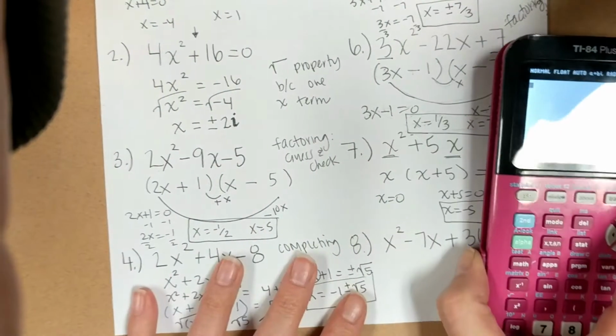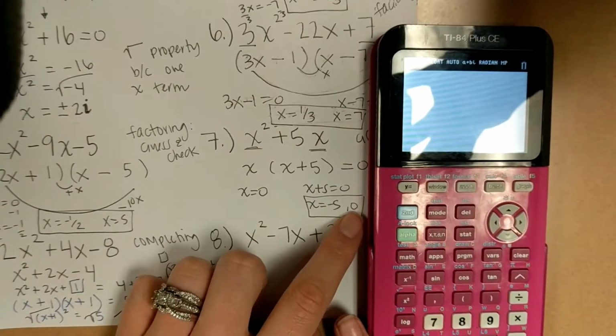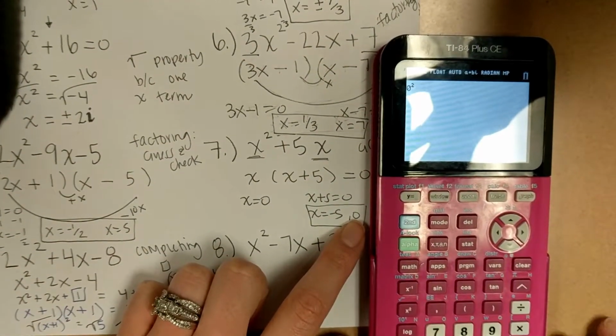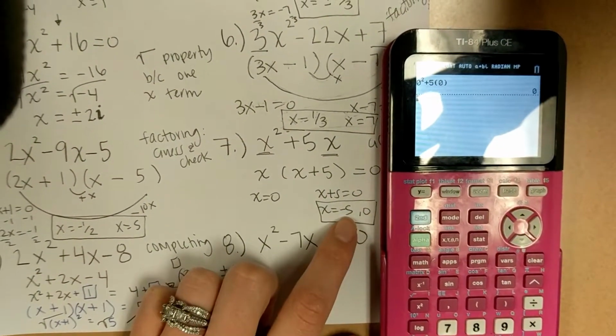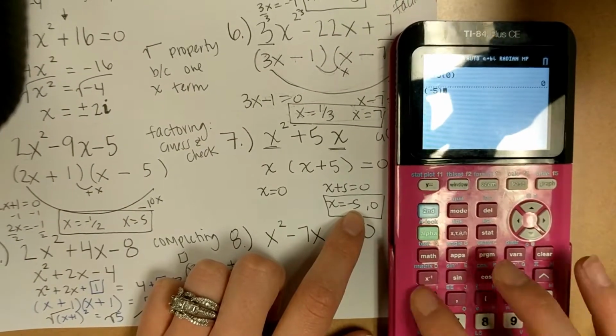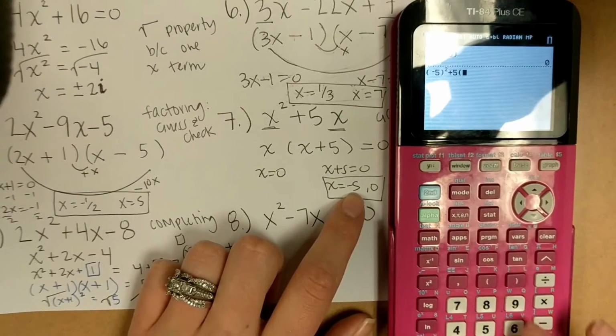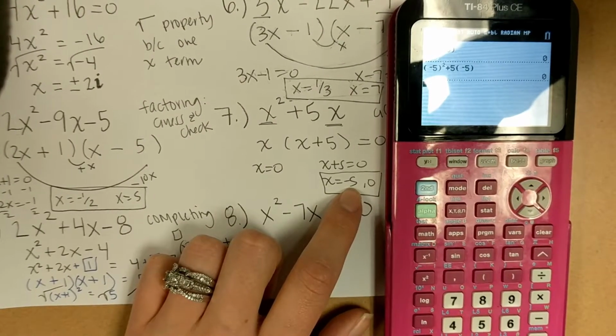Now let's just double check our answer and make sure it's correct. I feel a little silly plugging this one in. I'm going to plug 0 in, but I know that 0 squared plus 5 times 0 has to be 0. Now let's plug in negative 5. Remember, when you plug a negative in, put it in the parentheses. Negative 5 squared plus 5 times negative 5. And I get 0 again. So I know that I solved it correctly.